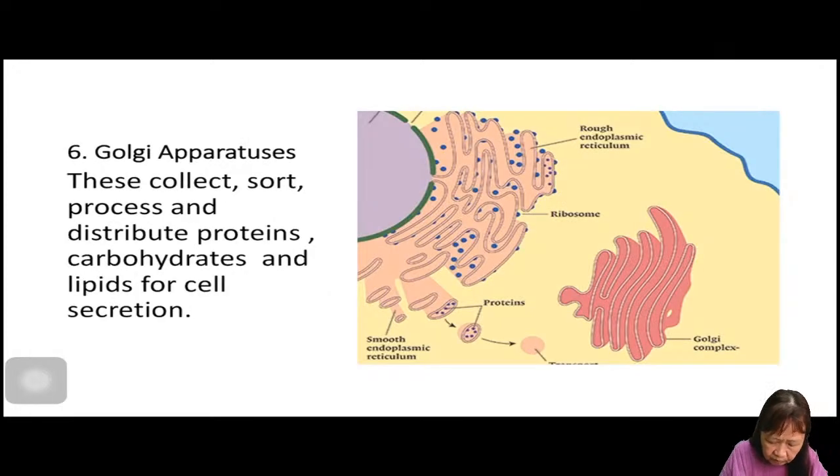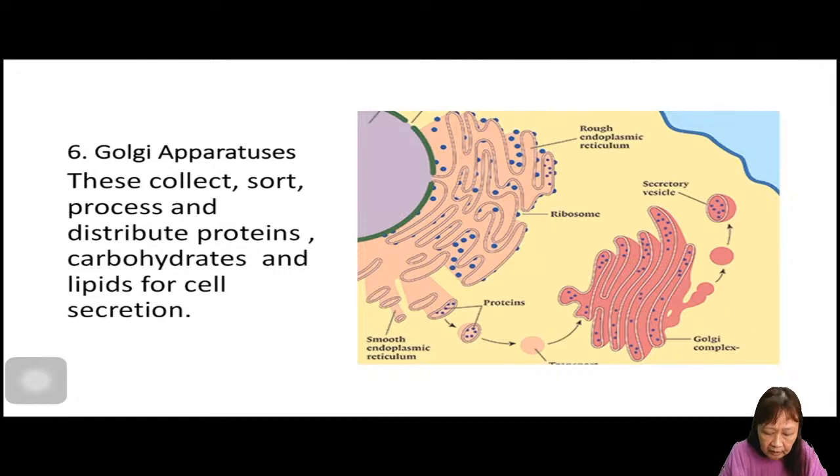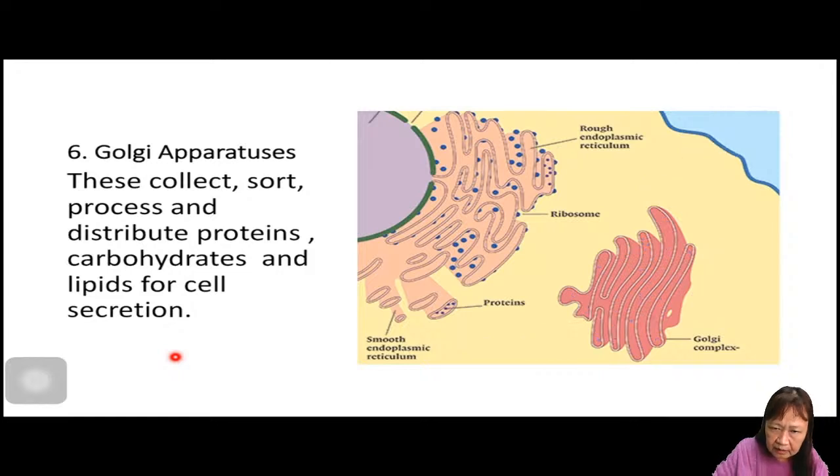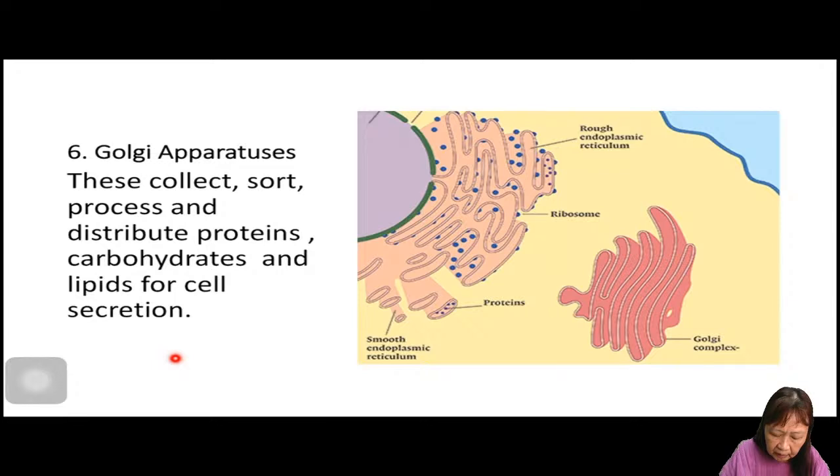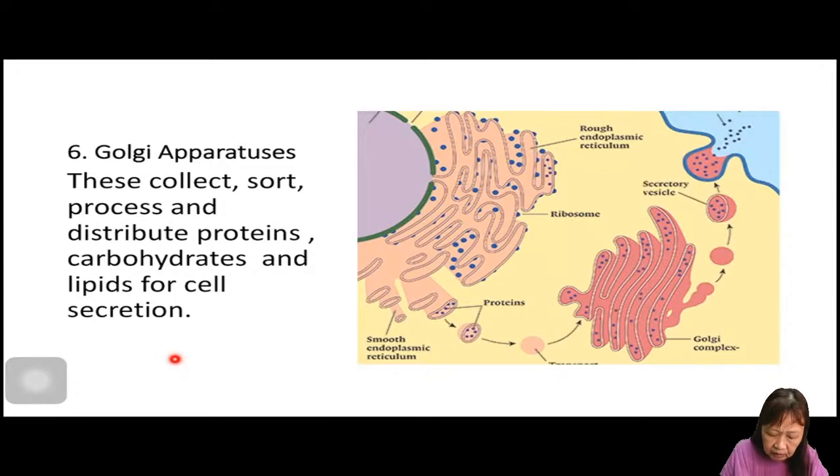Okay, let's move on to number 6. We have the Golgi apparatus. Now, the function of the Golgi apparatus, this one is the Golgi complex. As you can see in the animation, the red one, it's moving. Now, the function of this Golgi apparatus is to collect, sort, process, and distribute proteins, carbohydrates, and lipids for cell secretion. So, in short, it collects waste in the form of proteins, carbs, and lipids. Okay, that is number 6.